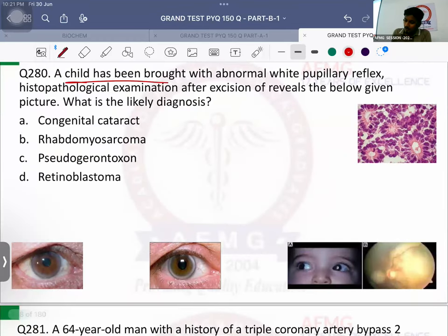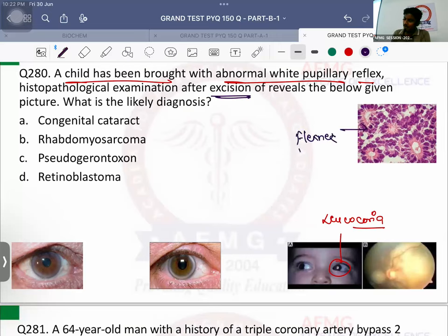Question 280: a child has been brought with abnormal white pupillary reflex. This abnormal white pupillary reflex is known as leukocoria. Coria means pupil. White pupil, the most common cause of white pupil or leukocoria, is retinoblastoma, followed by congenital cataract. Histopathological examination after excision reveals the below given picture. What does this picture show? Which rosettes? Flexner-Wintersteiner rosettes, definitely. The malignant cells are arranged in rosette or rose petal like fashion. These are Flexner-Wintersteiner rosettes.